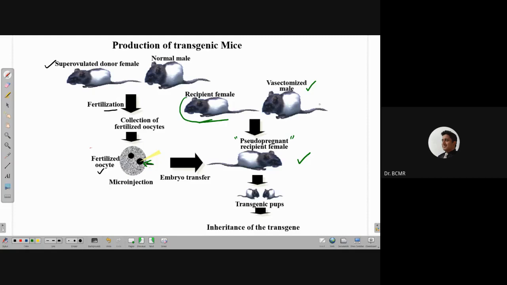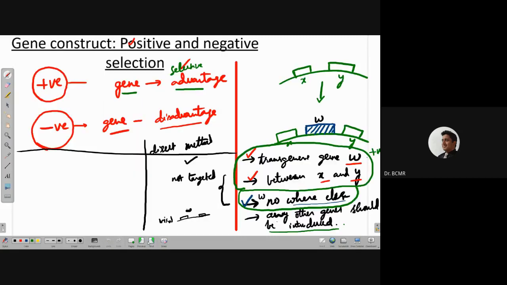I hope so. So, here is the preparation or the generation of pseudo pregnant recipient mice. A normal female is allowed to mate with a vasectomized male, so that it is physiologically and hormonally ready to retain the embryos, and then it would generate pups, and those pups will be analyzed or characterized for inheritance of the transgene.